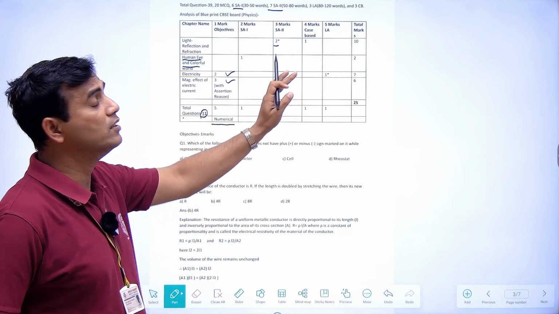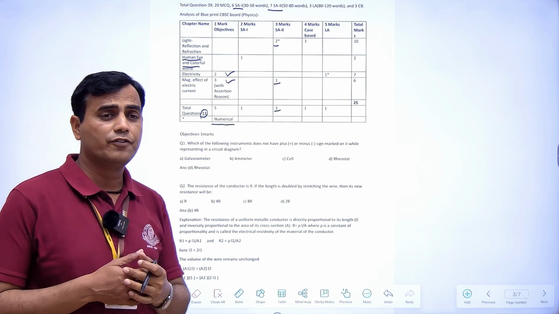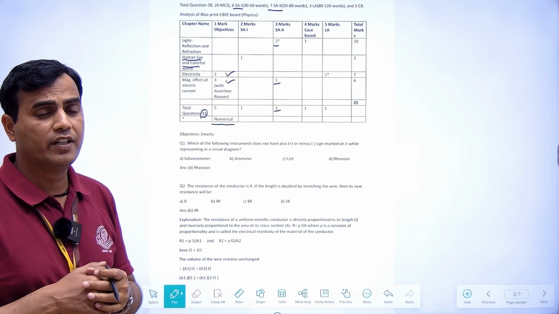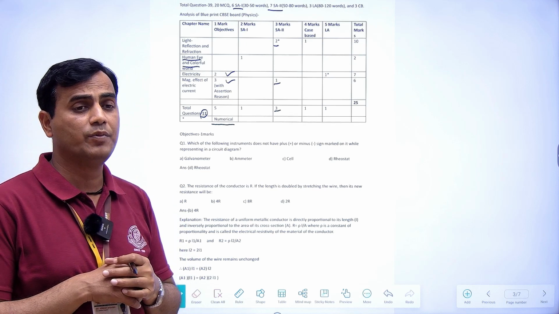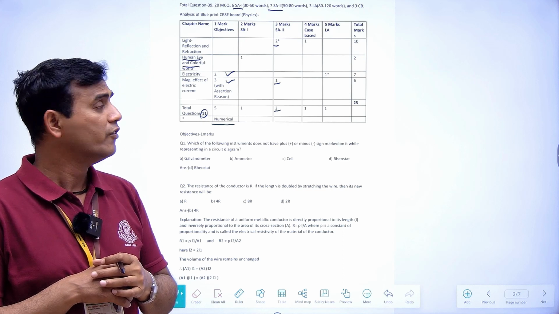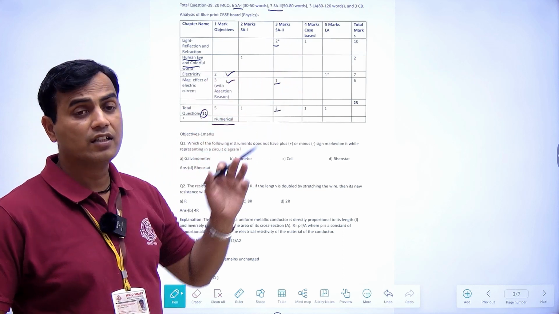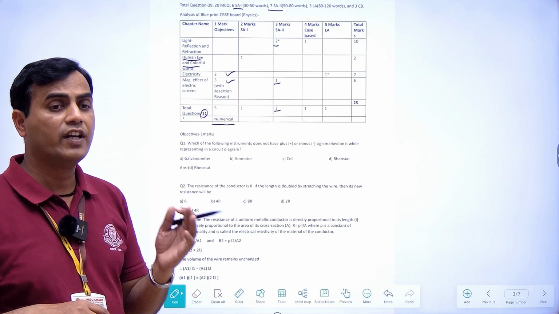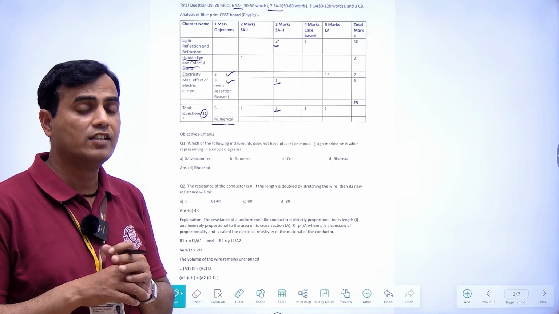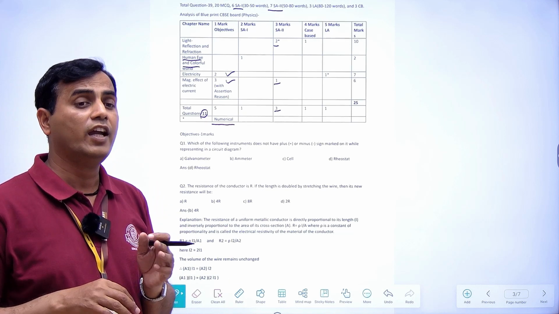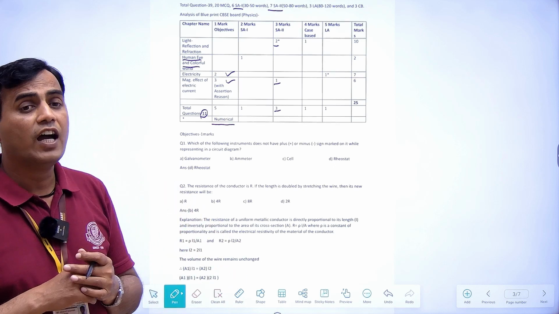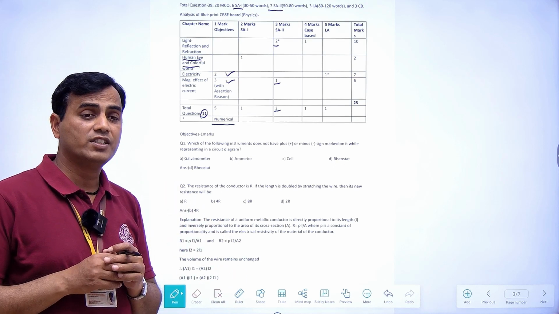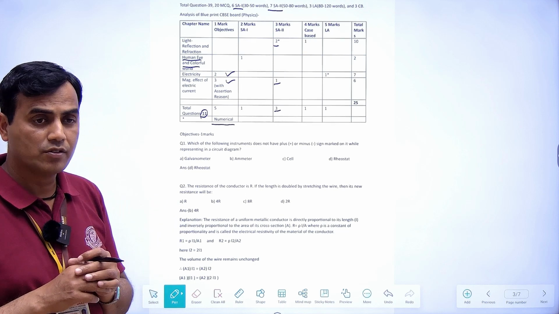So this is the physics portion where the recently provided CBSE board blueprint is available to us, and this is the pattern for different types of questions, the weightages of different chapters, and how we should approach a particular chapter to solve these questions.